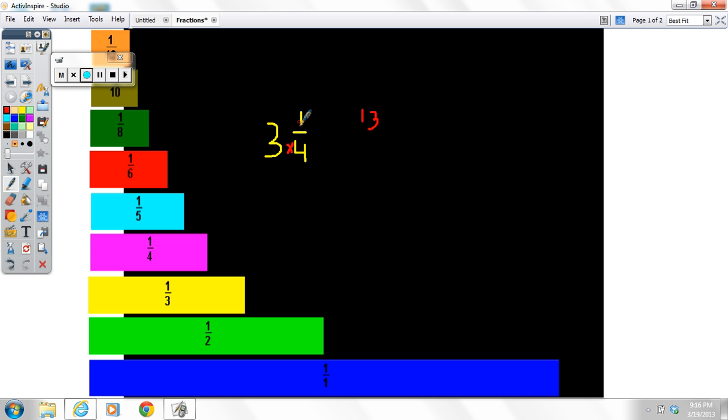4 times 3 is 12. 12 plus 1 equals 13. The denominator would stay the same. 3 1/4 as an improper fraction would be 13/4, and I could prove that with my fraction pieces.